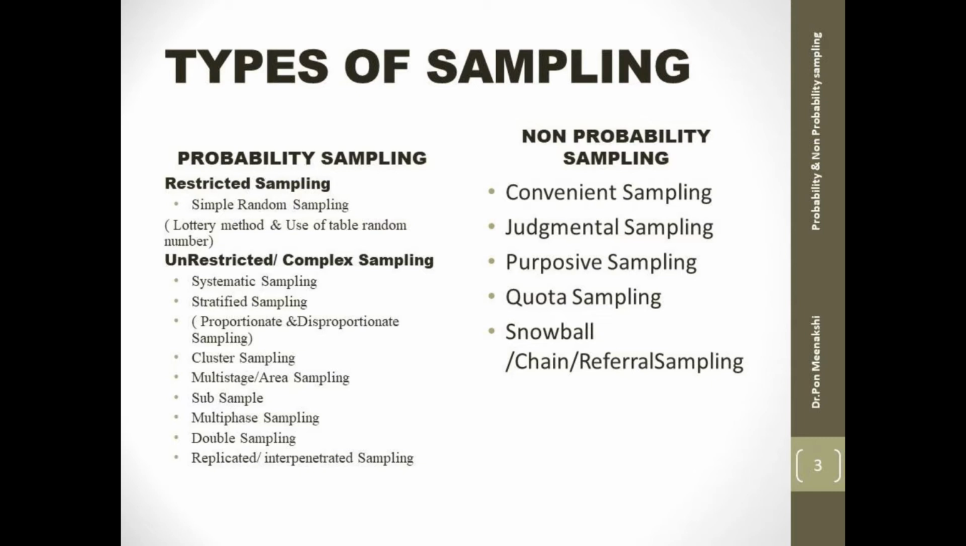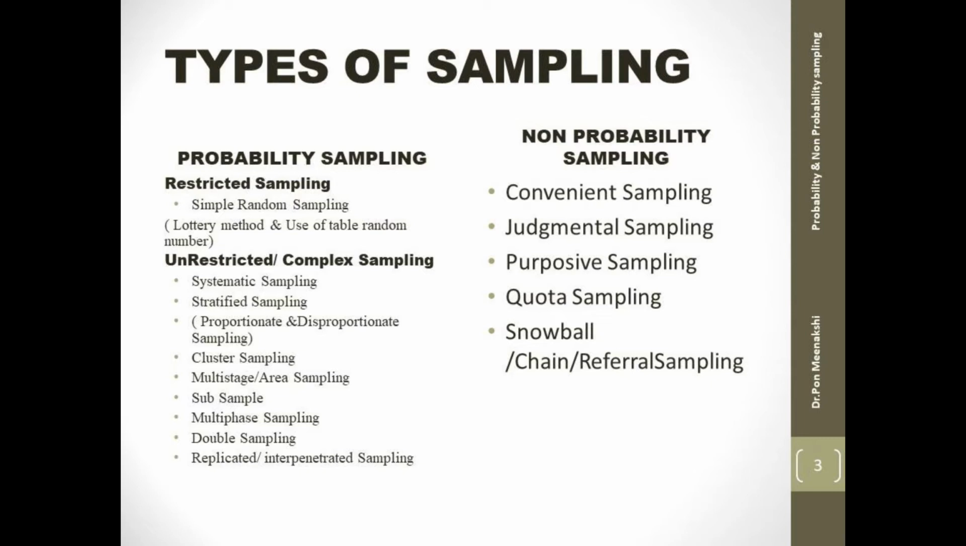It is at the discretion of the researcher. It is convenient and low cost, but it is not recommended for research. Now let's see the different types in probability sampling.